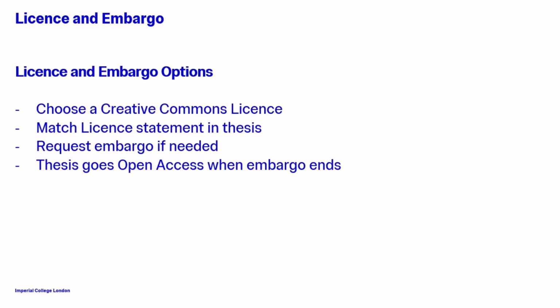If you have forgotten to request an embargo, you should contact the Assessment Records team, as theses are made open access in Spiral in the following month after the date of award. The email for the Assessment Records team is at the end of this video.